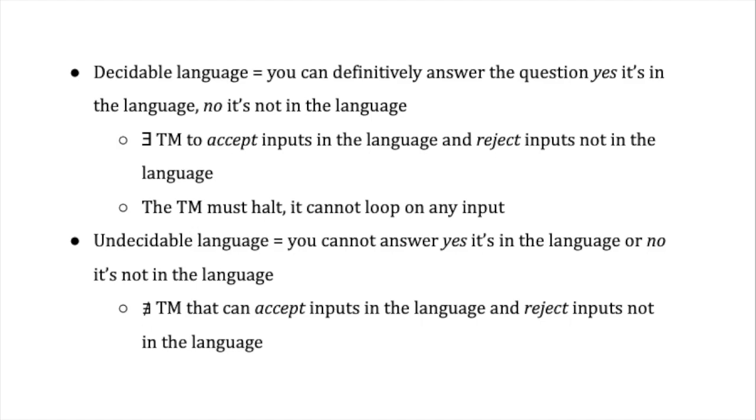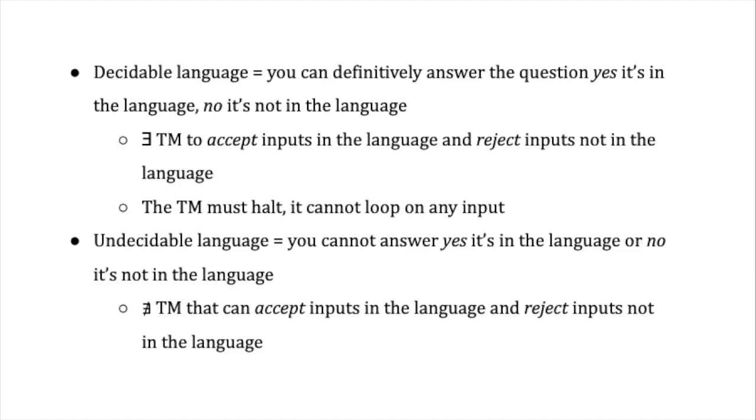An undecidable language is a language where you can definitely come up with the answer yes for inputs in the language and no for inputs not in the language. This is equivalent to saying that there exists a Turing machine that will accept inputs in the language and reject inputs not in the language. And accept and reject means that the Turing machine will halt. So you're guaranteed the Turing machine will not loop on any input.